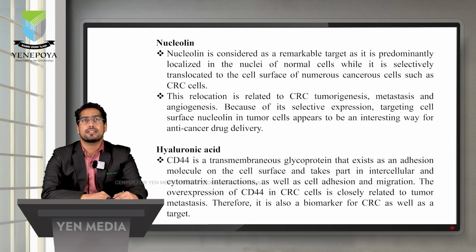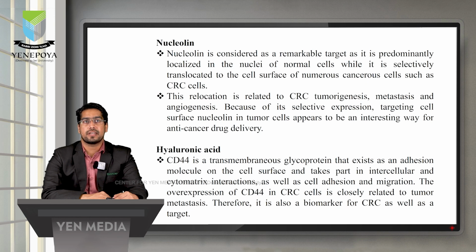Nucleolin. Nucleolin is considered a remarkable target as it is predominantly localized in the nuclei of normal cells, while it is selectively translocated to the cell surface of numerous cancer cells such as CRC cells. So this location is related to colorectal carcinoma, tumorigenesis, metastasis and angiogenesis. Because of its selective expression, targeting cell surface nucleolin in tumor cells appears to be an interesting way for anti-cancer drug delivery.